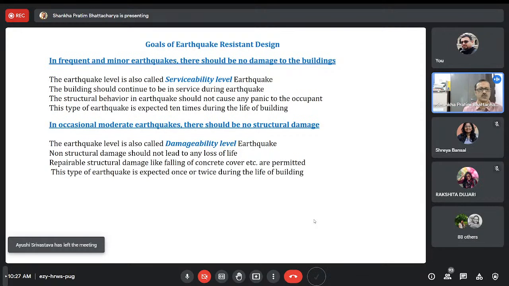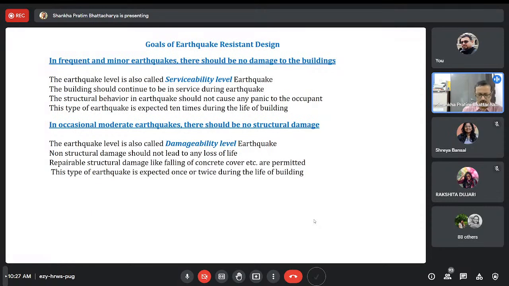In this earthquake, we should design the building in such a way that no structural damage leads to loss of life. There should not be any crack in the column, beam, slab or foundation. Repairable structural damage, like falling of concrete cover, is permitted. Maybe some crack in the wall, some small falling of the clear cover, or a small part of the concrete is permitted as repairable damage.